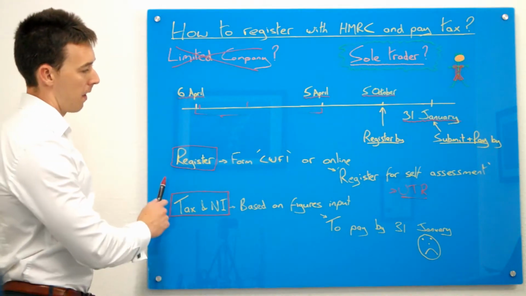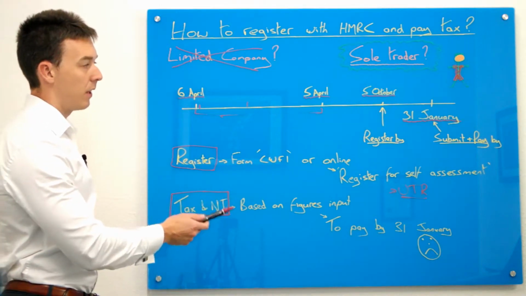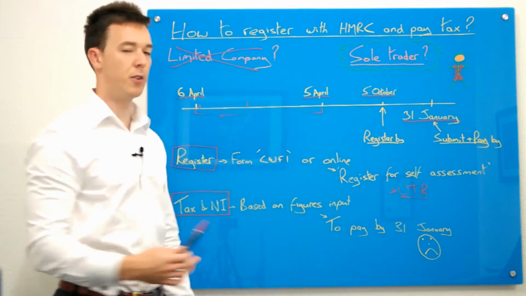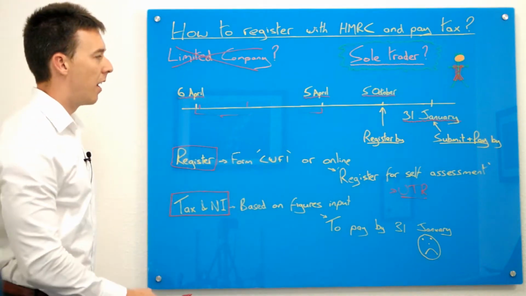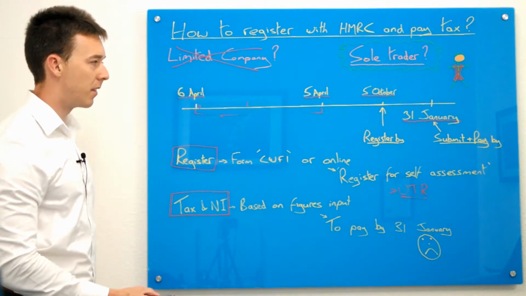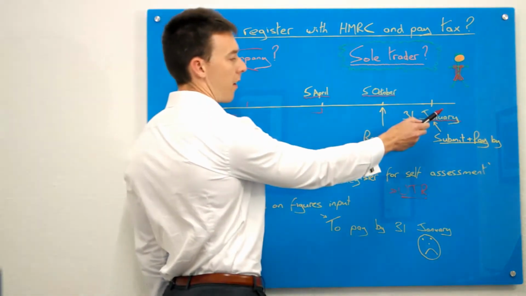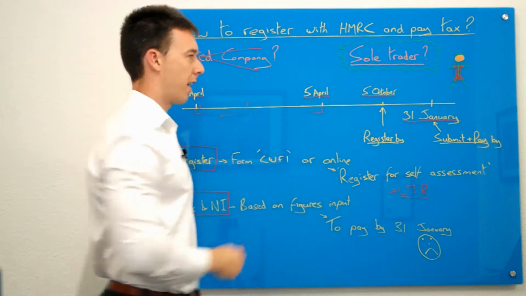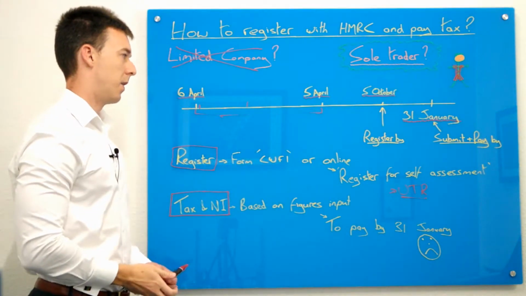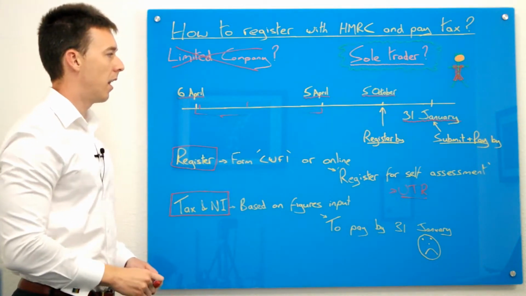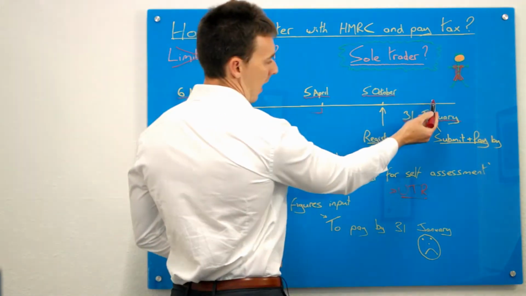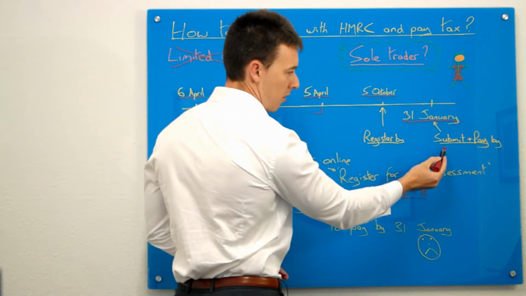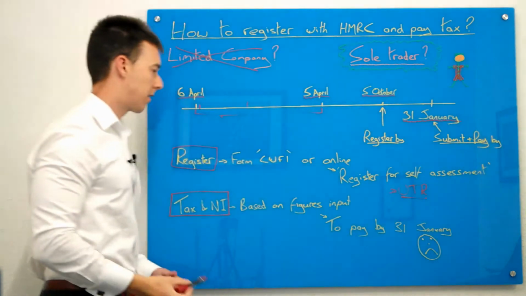Okay, so every single year, once you've registered until you cease trading, you would have to submit a tax return to HMRC, and that is due by the 31st of January, again, following the end of the tax year in which you traded in. Okay, and that 31st of January deadline is a deadline to both submit that tax return and also pay your tax that's due.